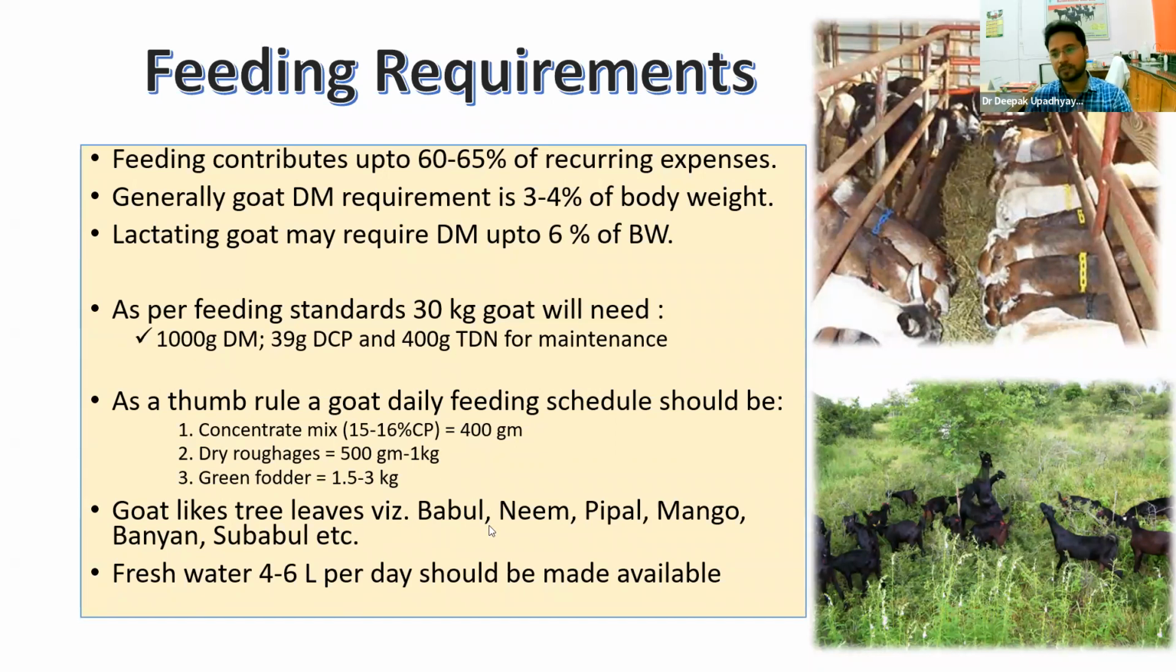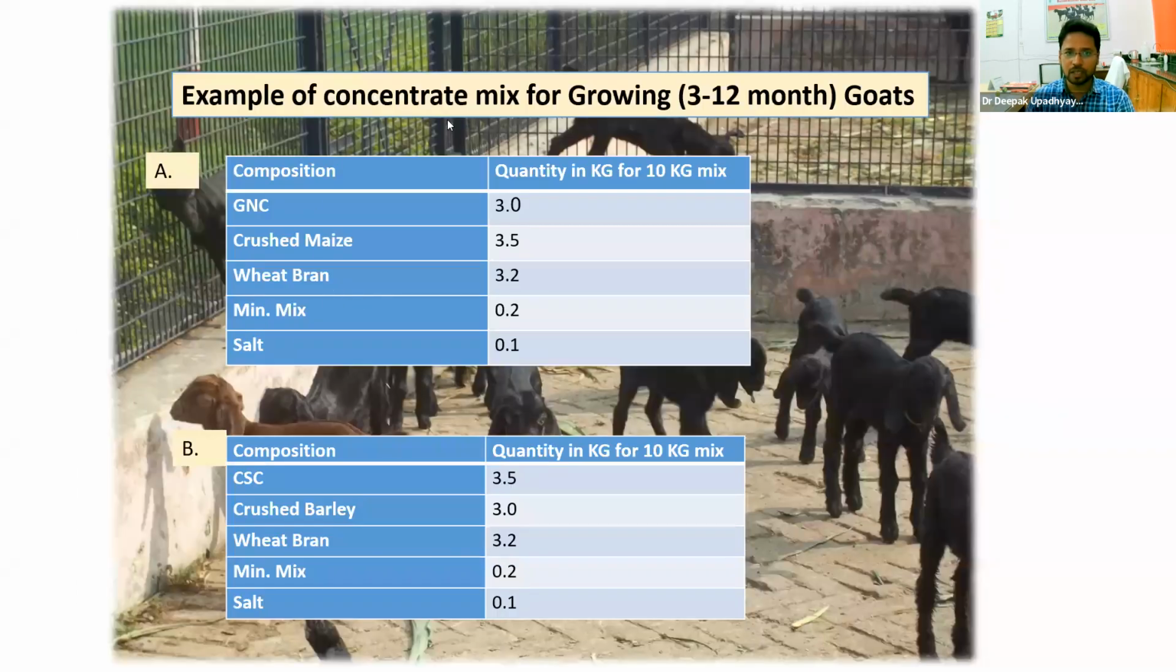If you have access to trees, you can utilize them for your feeding and reduce your cost. This is an example of a concentrate mixture, but I think we are running short of time, so we will skip this.